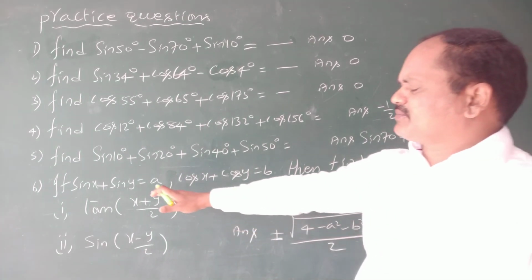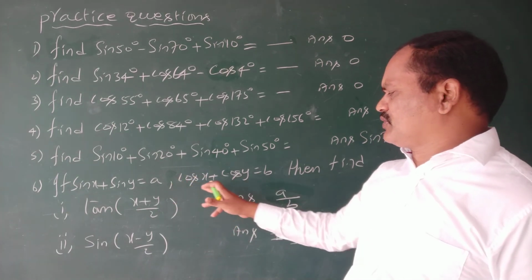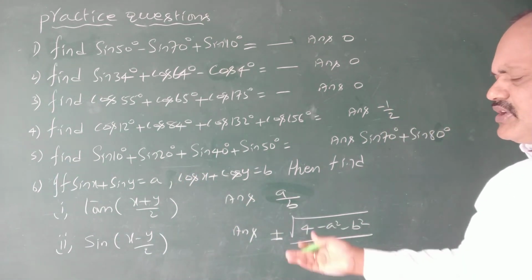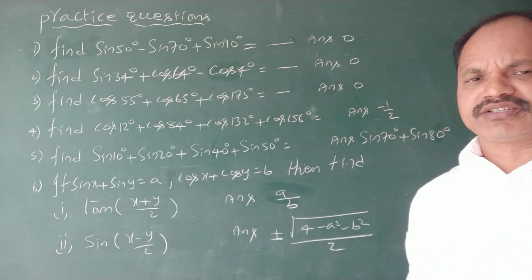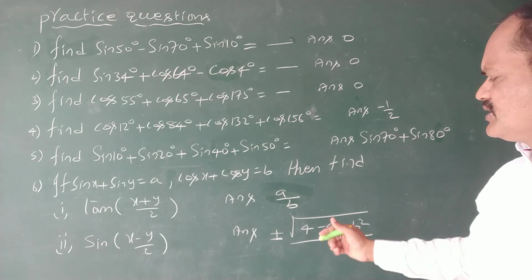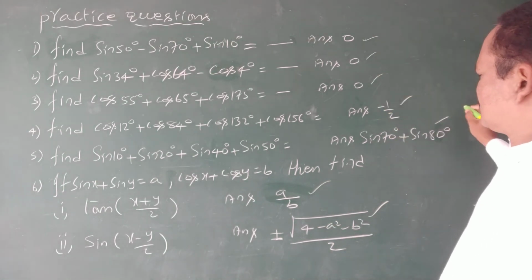Now the sixth question: sin x plus sin y is equal to a, cos x plus cos y is equal to b, then find the values. According to sin C plus sin D, cos C plus cos D, sin C minus sin D and cos C minus cos D, you can prove and verify all the answers. Okay? Right. Bye bye.